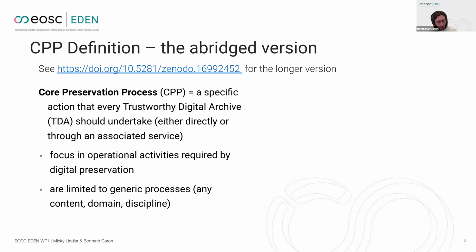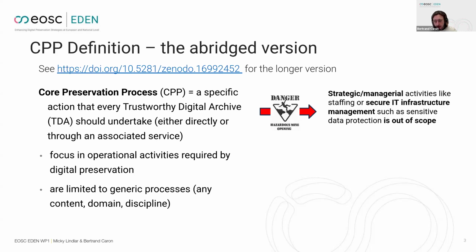The two bullet points are limiting this scope. So first, it's important to know that the CPPs are focusing on operational activities. That means that a lot of fundamental activities related to strategic, managerial, staffing, and also management of IT infrastructure are not in the scope of our core preservation processes.